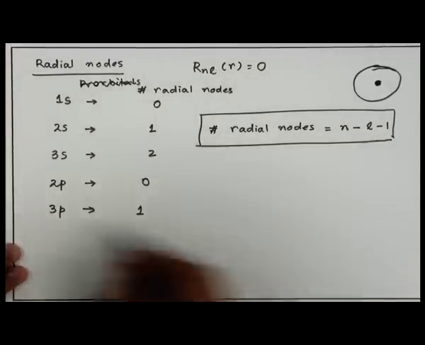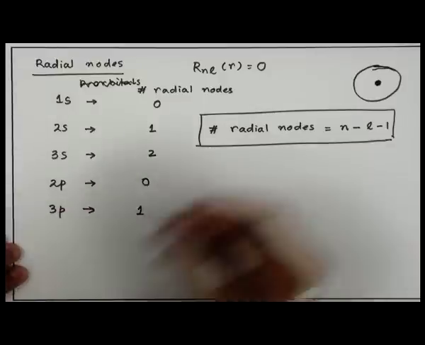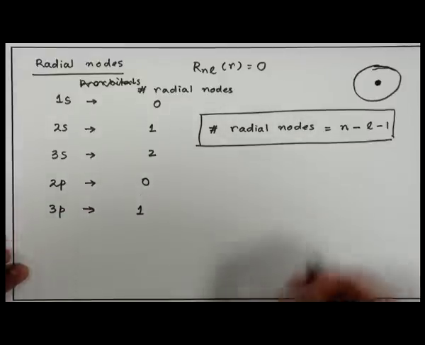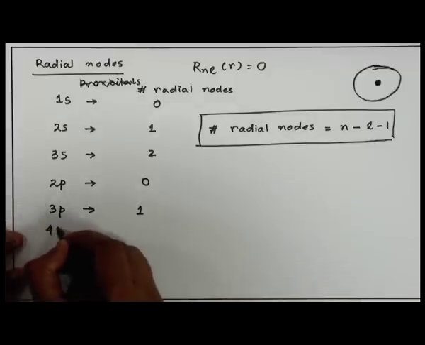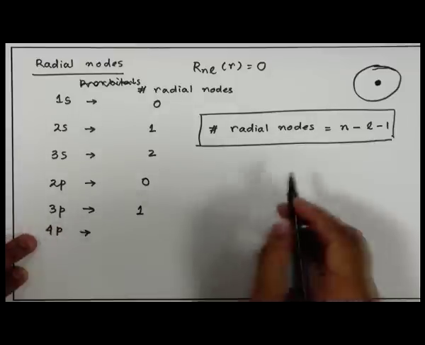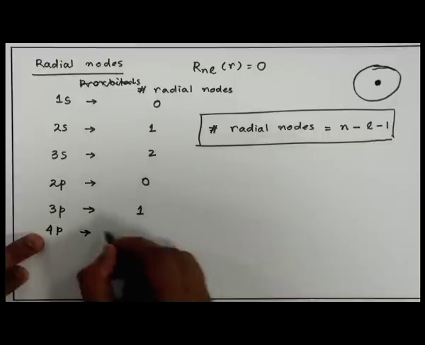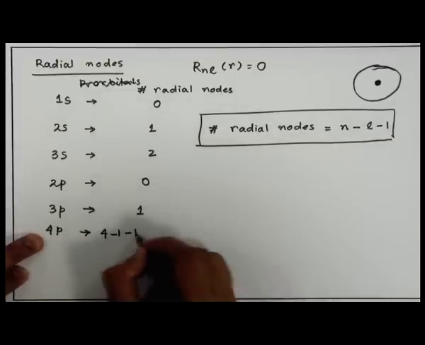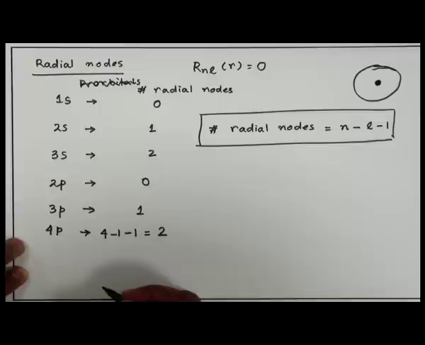All right. Now, using this relation we will try to find out the number of radial nodes in a few more orbitals. Let us say 4p orbitals. In case of 4p, n is 4, so n is 4, L is 1: 4 minus 1 minus 1. So, 4p orbital will have 2 radial nodes.